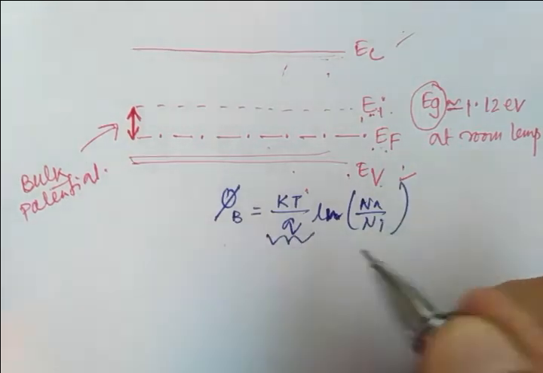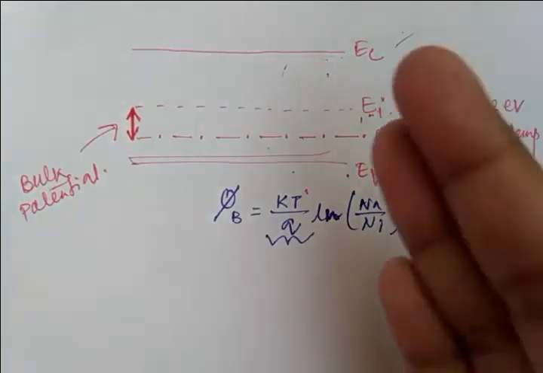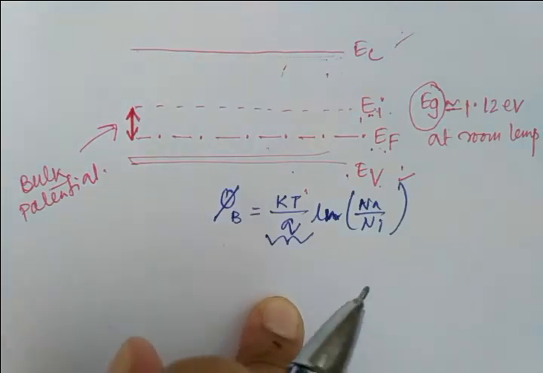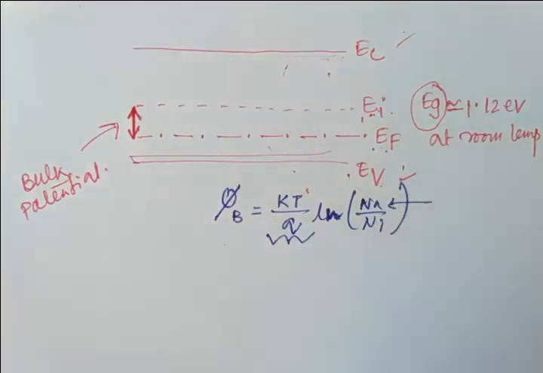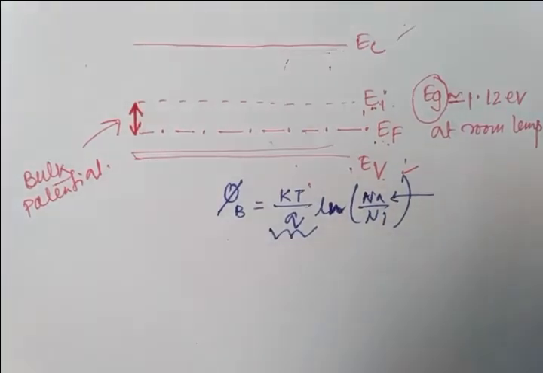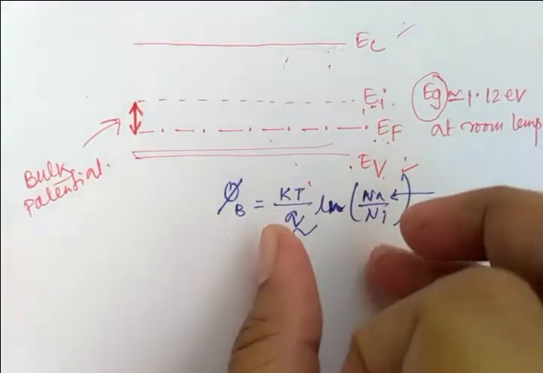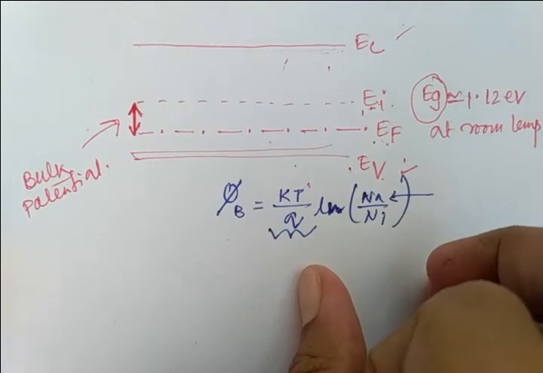Okay, we all know that this is the thermal voltage we have already discussed, a non-scaling parameter. And what is NA? NA is nothing but the doping concentration, right? So you can easily calculate the bulk potential if we know all the other parameters, all the other variables.